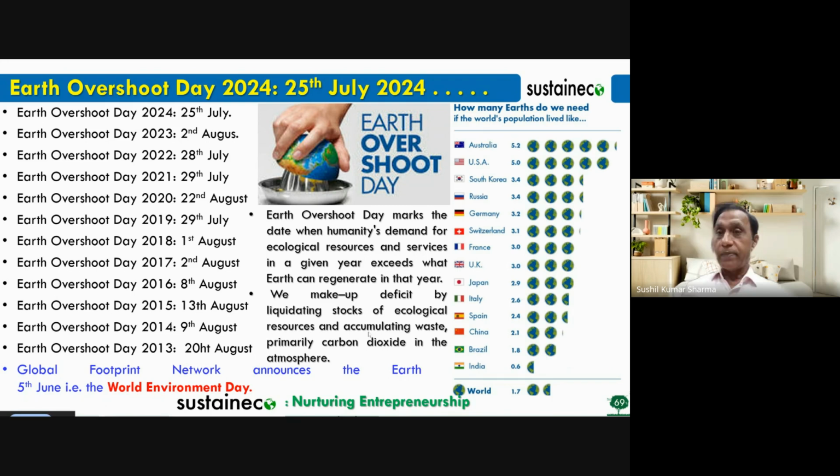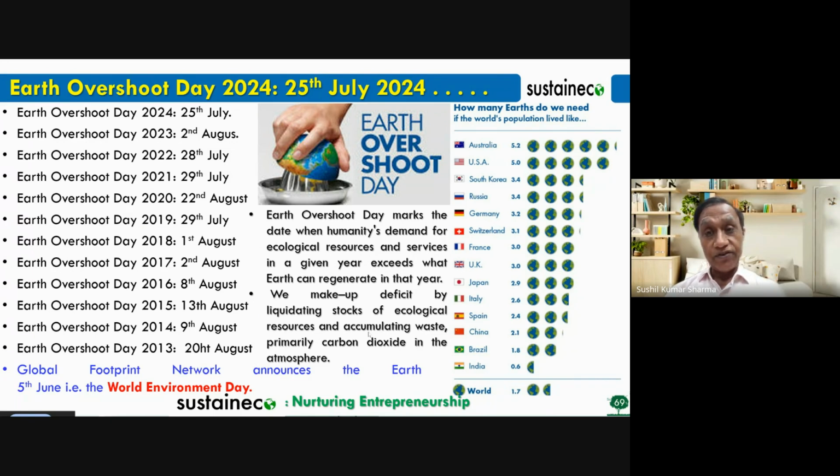Herein, these are representations of which countries are consuming ecological resources how fast, and to meet present day need, how many planets equivalent they need. Australia and USA 5 and 5.2, South Korea and Russia 3.4 planets, Germany 3.2, Switzerland 3.1, France 3, UK 3, Japan 2.9, Italy 2.6, Spain 2.4, China 2.1, Brazil 1.8. These are all members of the G20 group.